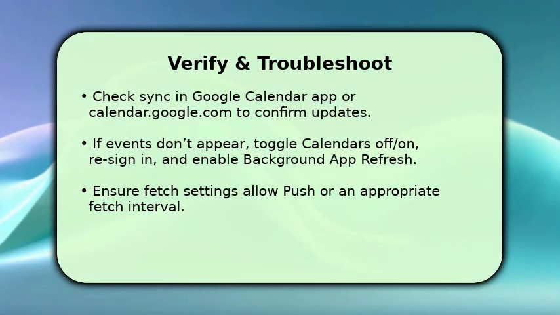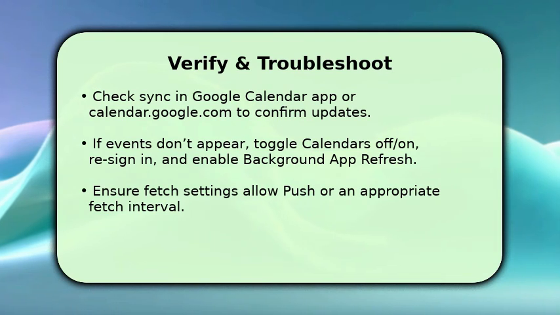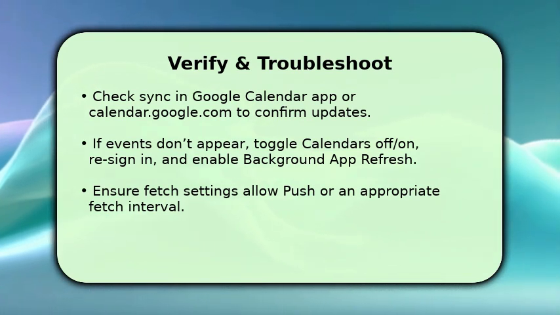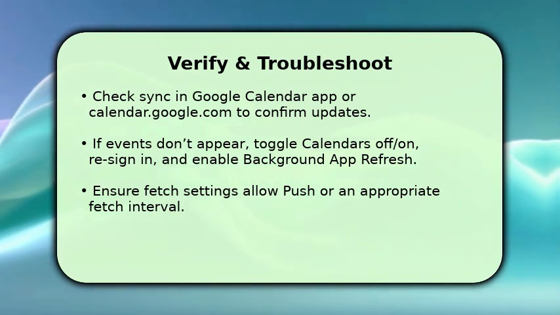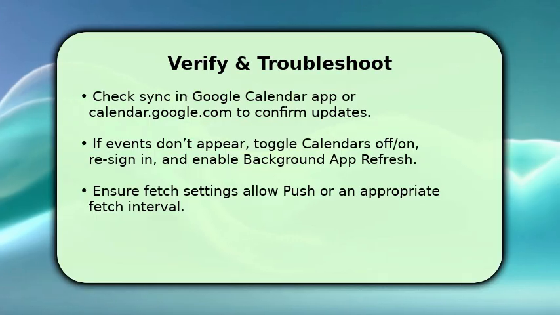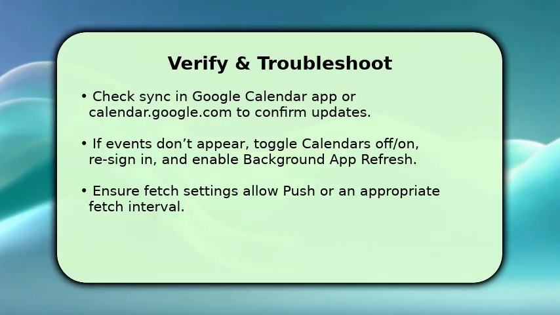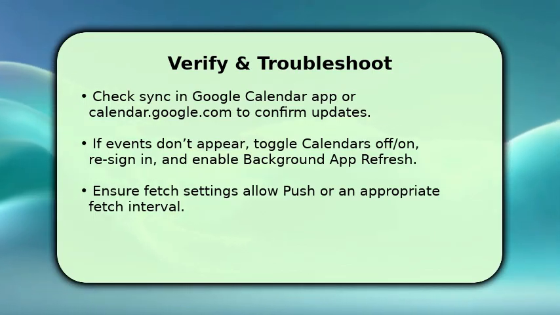Finish by verifying synchronization. Open the Google Calendar app or the web calendar to confirm events moved and new ones appear. If things fail, first toggle calendars off for the Google account, wait a few seconds, then toggle it back on. Re-add the account if needed.